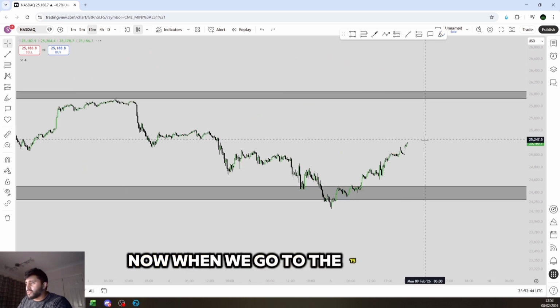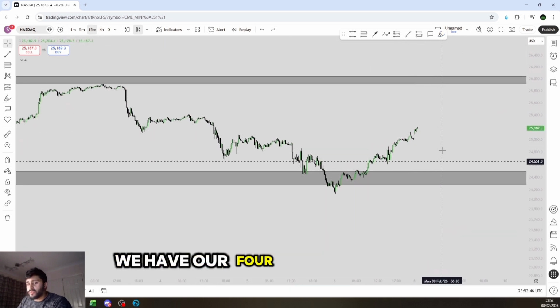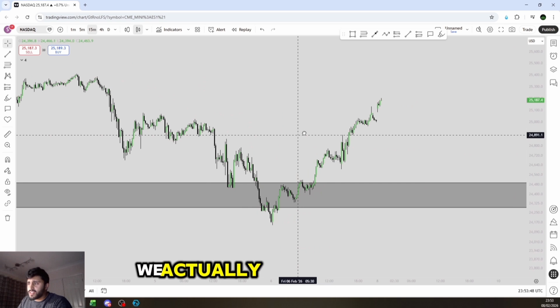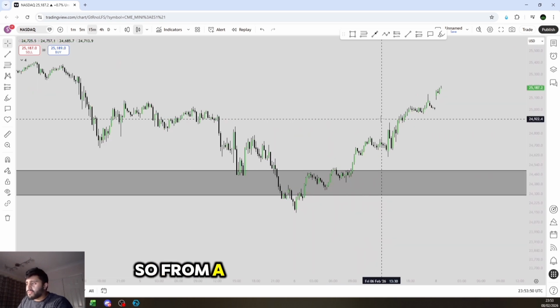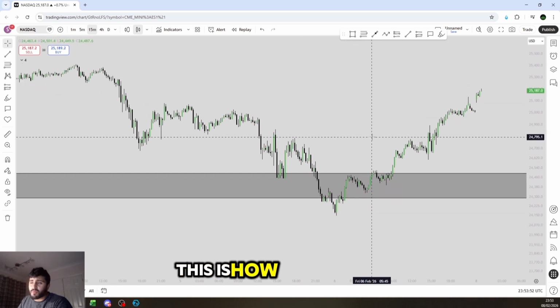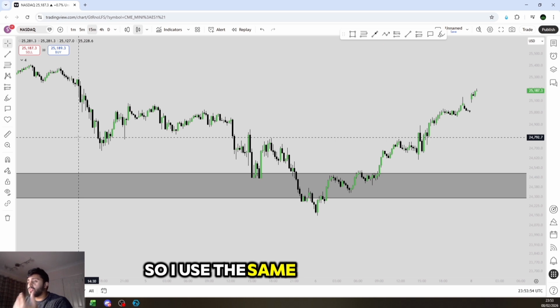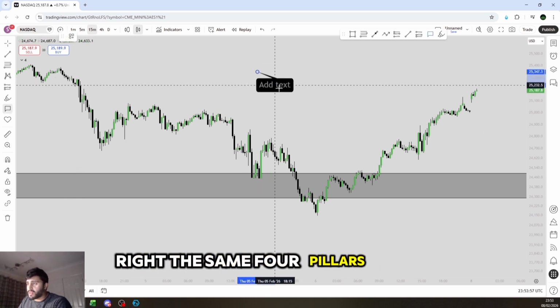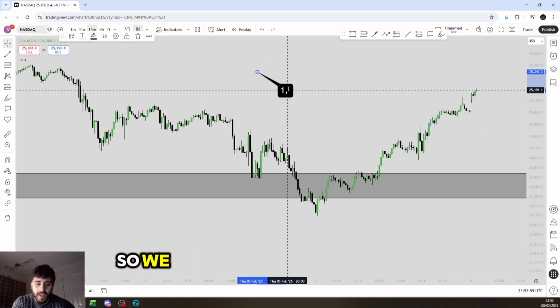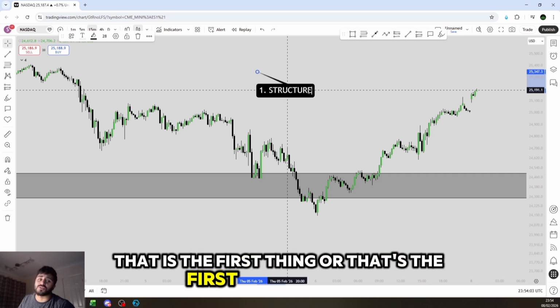Now, when we go to the 15-minute time frame, we have our 4-hour levels over here. We actually do the same thing. So from a 15-minute perspective, this is how I do it. I use the same 4 pillars, which I'm going to quickly go over. So we have market structure over here. That is the first thing, or that's the first sort of pillar.